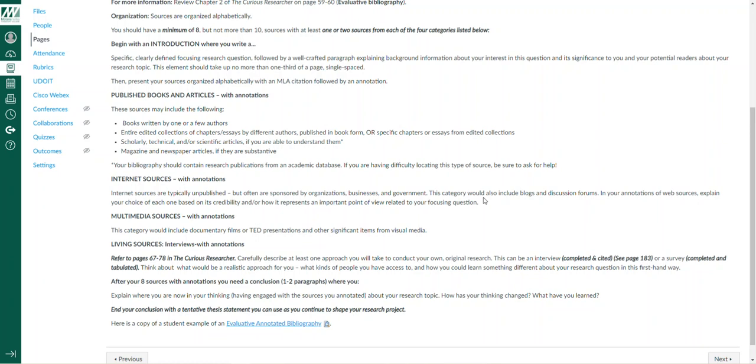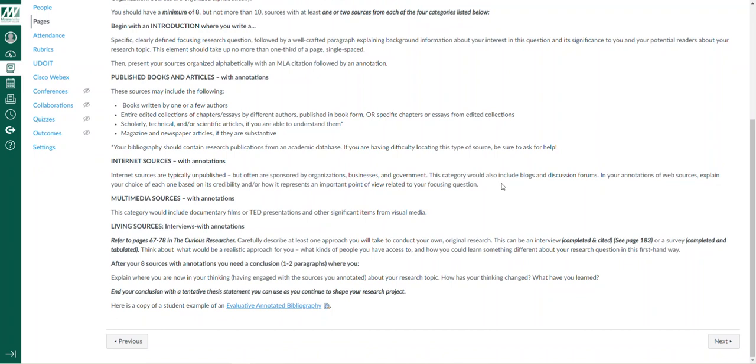Now, multimedia sources, and I really want to spend a few minutes talking about these last two categories. Multimedia sources would include documentary films and TED presentations. Yes, I know you're already thinking, can I use a YouTube video? A YouTube video is acceptable as a source of information if it's significant and reputable.